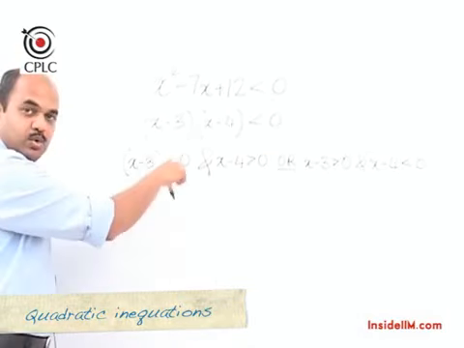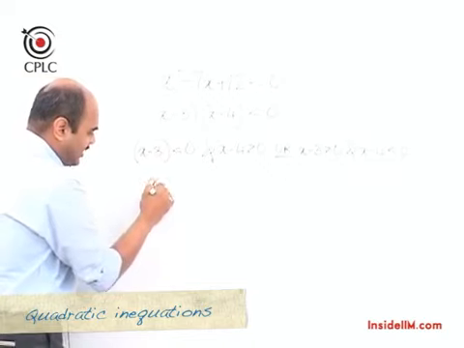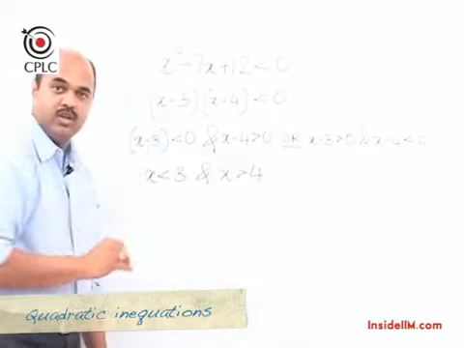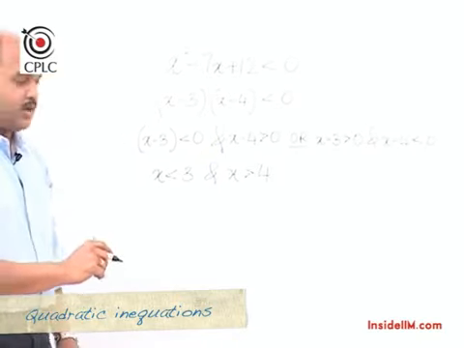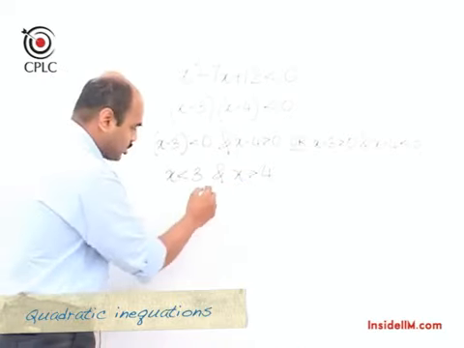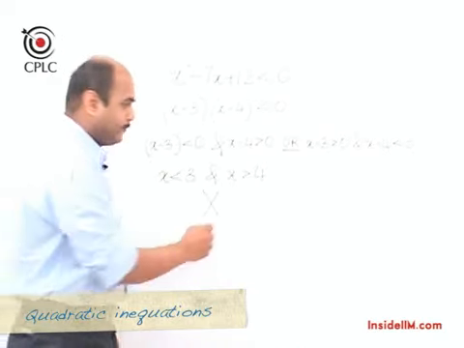Now if we continue along these lines, then we will get x is less than 3 and x is greater than 4. Now it is impossible for a number to be less than 3 and at the same time be greater than 4. So this is ruled out.